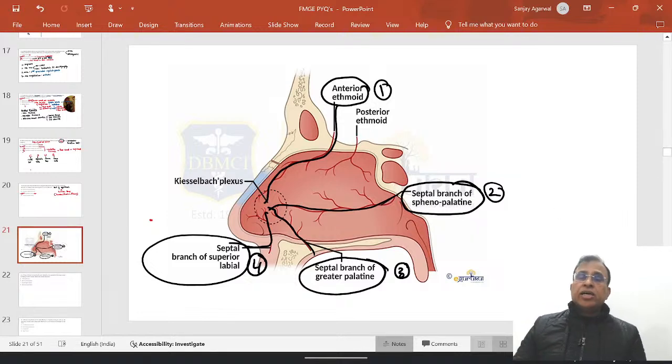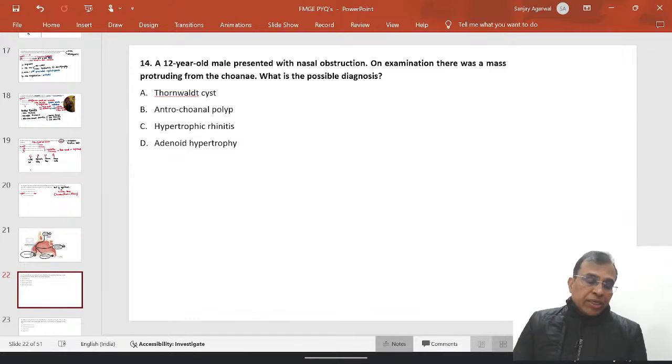Okay, this is called the artery of epistaxis. It's a straightforward question. A 12-year-old male presented with nasal obstruction. On examination, there was a mass protruding from the choana. What is a possible diagnosis? Antrochoanal cyst, endochoanal polyp, hypertrophic rhinitis, and adenoid hypertrophy.